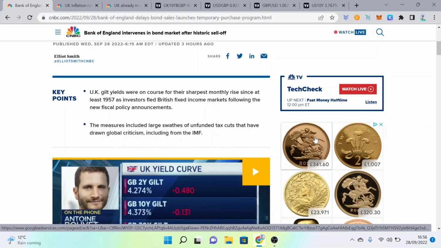UK gilt yields were on course for their sharpest monthly rise since at least 1957 as investors fled British fixed income markets following the new fiscal policy announcements.